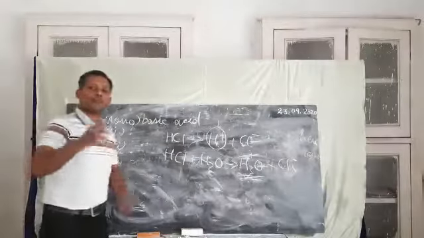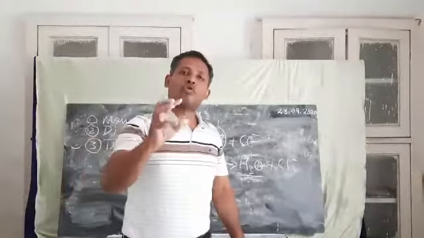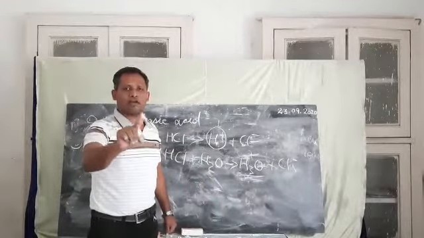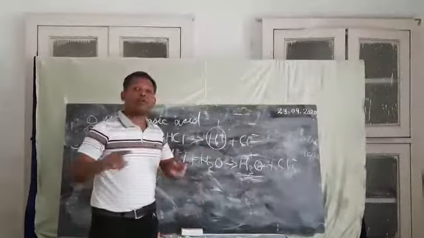Once again, the meaning of mono is one. So a monobasic acid is an acid which, when dissolved in water, gives one H plus ion per molecule, or one hydronium ion per molecule.